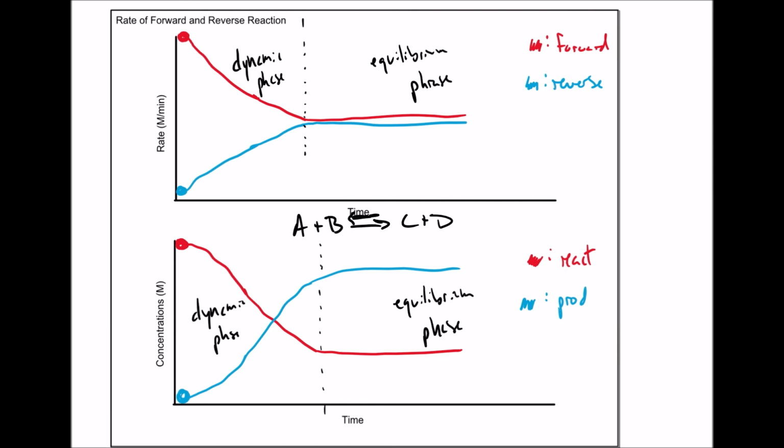We can learn a little bit more about this reaction. We can see that a very small concentration of A and B reacts at the same rate as a very large concentration of C and D. That tells us it takes a lot of C and D to generate the same rate of reaction as very, very little A and B.